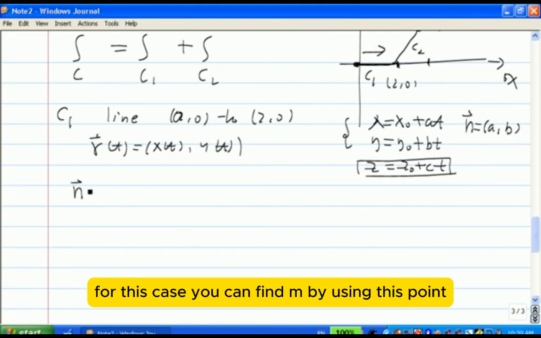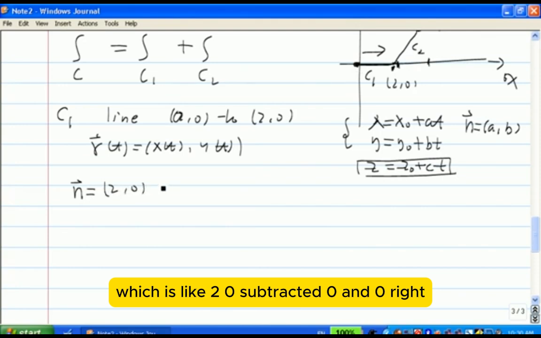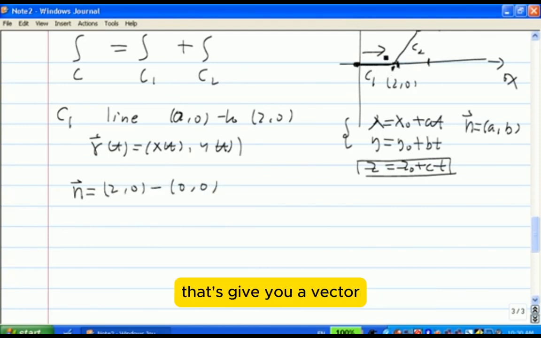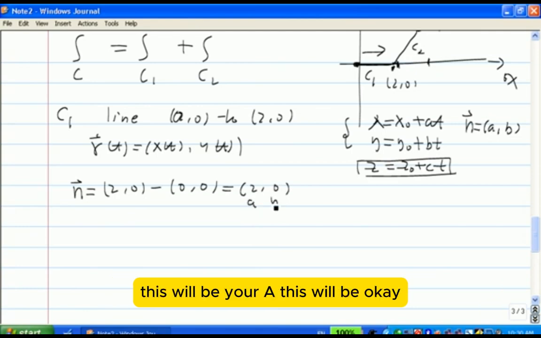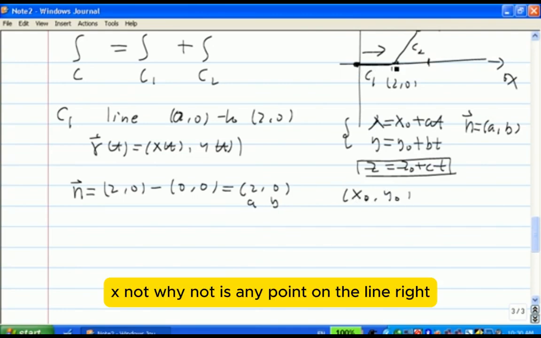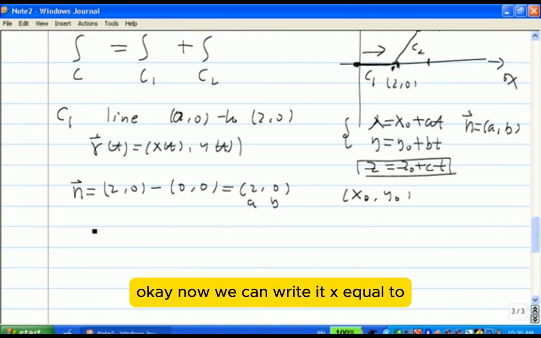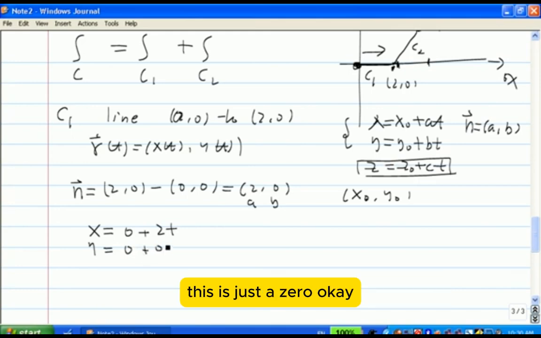For this case, you can find n by using this point subtract that point, which is 2, 0 subtract 0, 0, right? That gives you a vector your line is parallel with, which is 2, 0. So this will be your A, this will be B. What is x naught, y naught? X naught, y naught is any point on the line, right? Now we can write it. X equal to, we use this point, origin, 0 plus at, which is 2t. Y equal to 0 plus 0 times t. This is just 0.